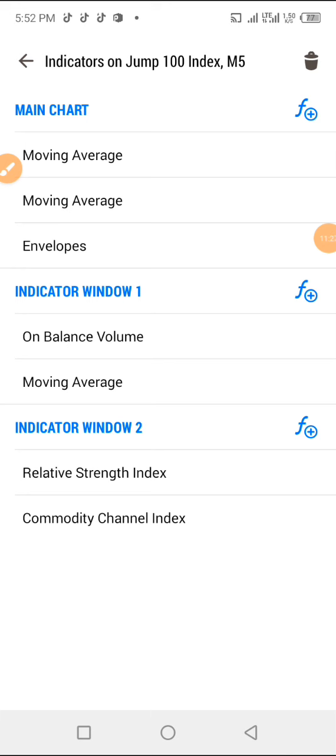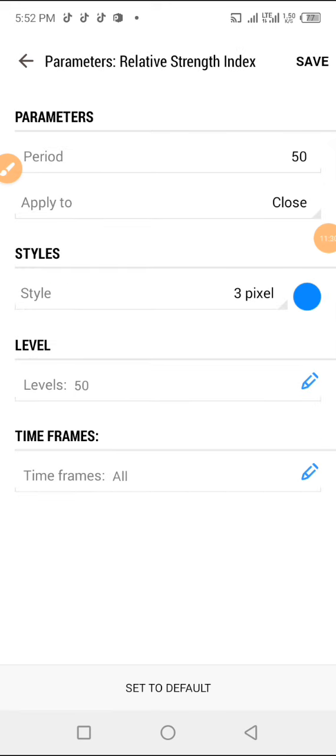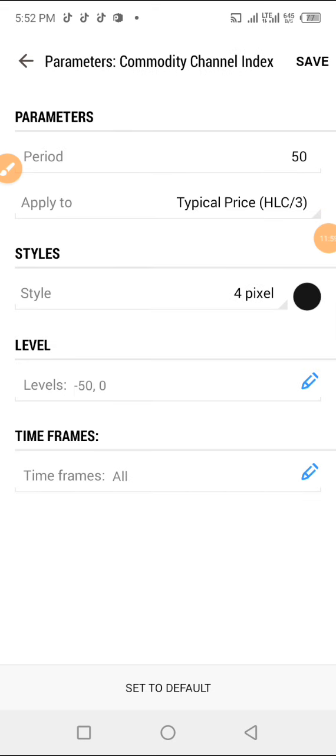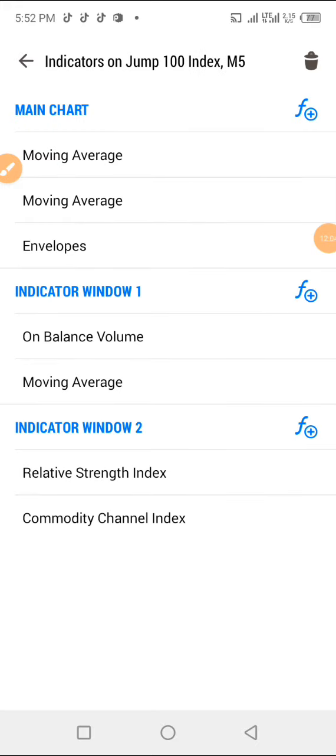So then the window 2, now we have the RSI. The RSI has a period of 50, then level is 50. We just want to deal with the levels alone, nothing more. That is all. Then the CCI, also period of 50, then you can use level minus 50 or plus 50. But once price is above minus 50, then it indicates momentum for up. Then when it's below 50, it also indicates momentum for down. Is that clear, guys? So that is all.